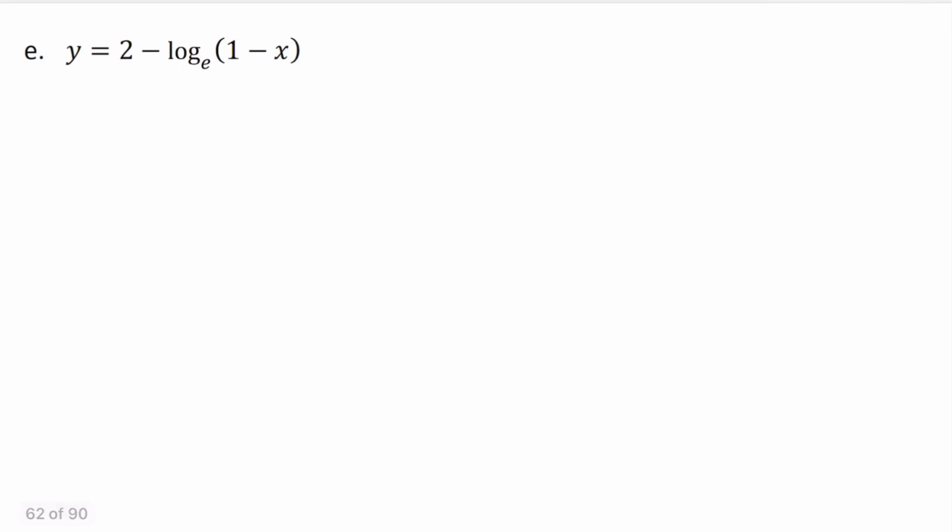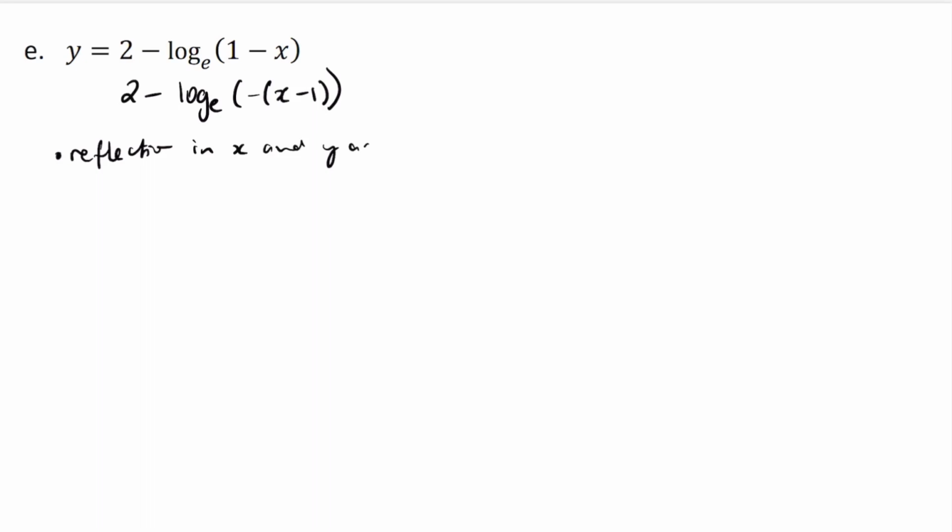Next graph, y equals 2 minus log e of 1 minus x. There are again a few different transformations occurring here. The first thing is you should always make sure that if there's anything in front of the x, you factorize that out so that you can see the true translation in terms of what's happened. All right, so we've got a reflection in the x-axis and the y-axis because both negatives exist here. That's in the x-axis and that's in the y-axis.